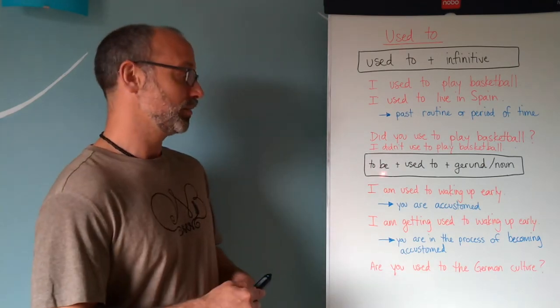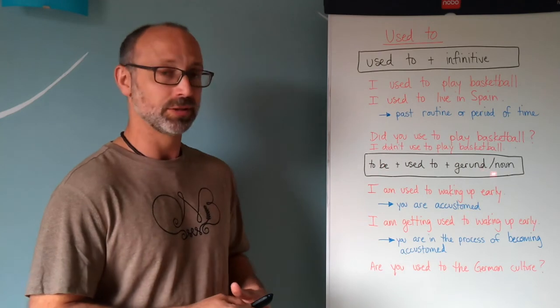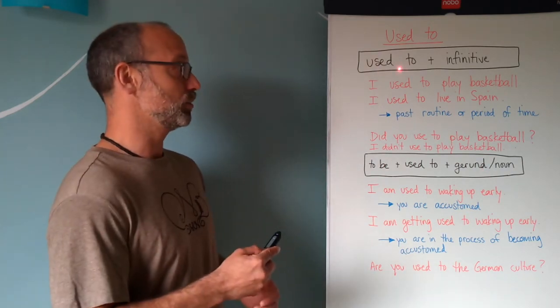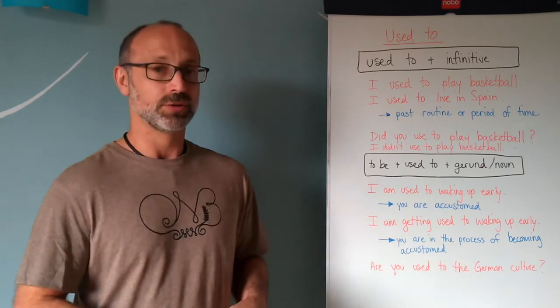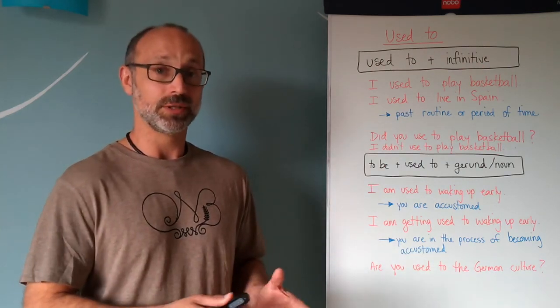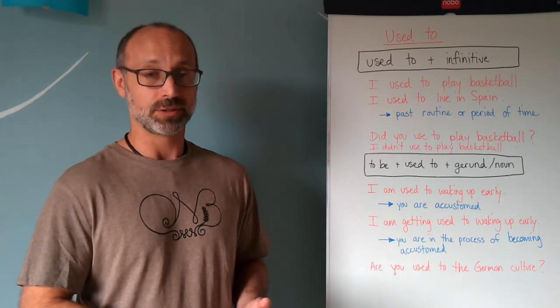All right, so if we have the verb to be and "used to" and a gerund, all right, it's a very, very different concept than "used to" plus an infinitive. So if you are speaking with somebody, pay close attention to how they phrase their sentence when they're using this word.